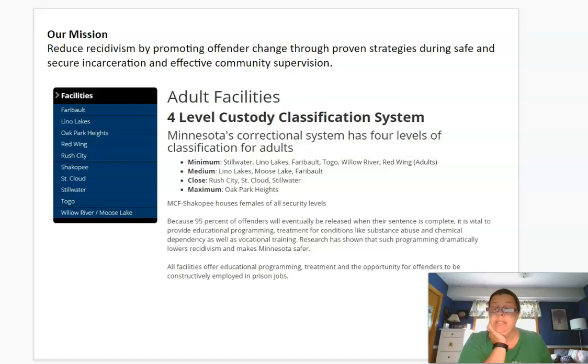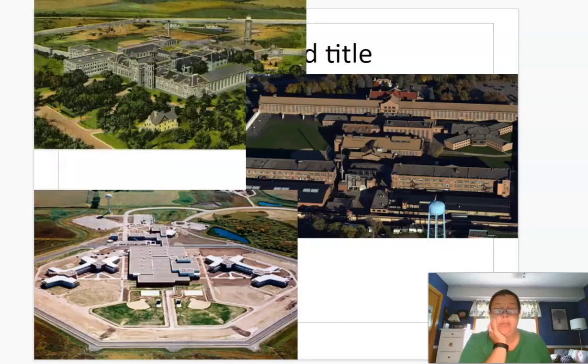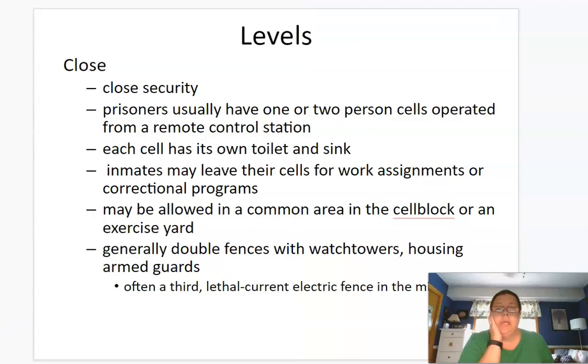When we get to the next level, we're looking at what we call closed security. So it's not quite medium, but it's certainly not maximum. And we have 3 of those: Rush City, St. Cloud, and Stillwater. And here's some images of these prisons. This is St. Cloud, this is Stillwater, and this one is Rush City. And we'll be looking more specifically at these prisons themselves.